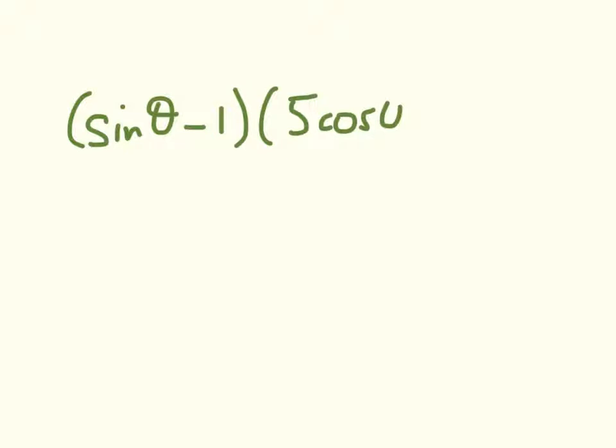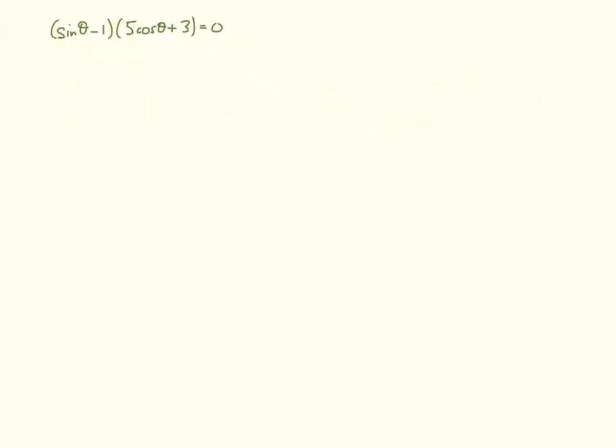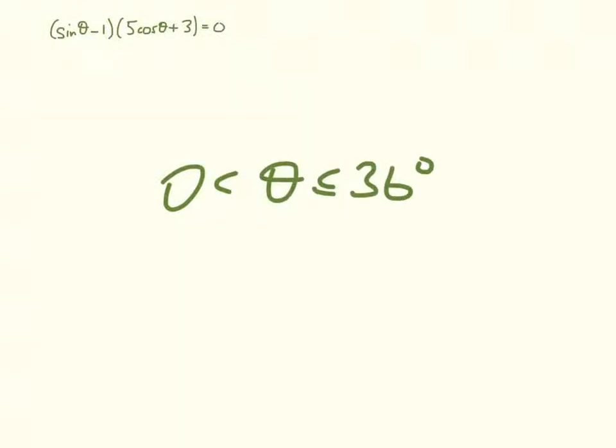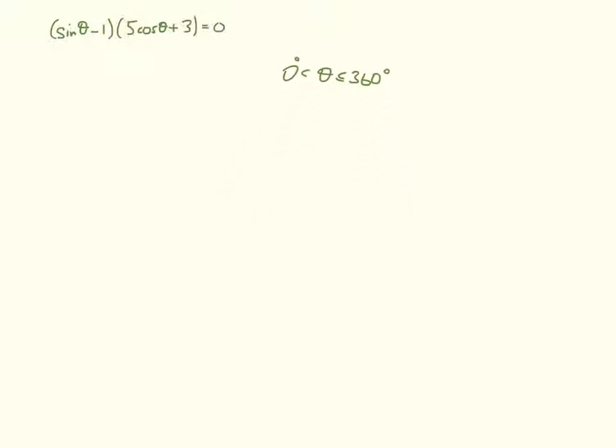Right, so let's start another equation then. We'll do, this time, sine of theta minus 1 inside a bracket, multiplied by 5 cos theta plus 3, equals 0. And we're going to solve that in the same range as the previous one, so that's going to be between 0 and 360 degrees.